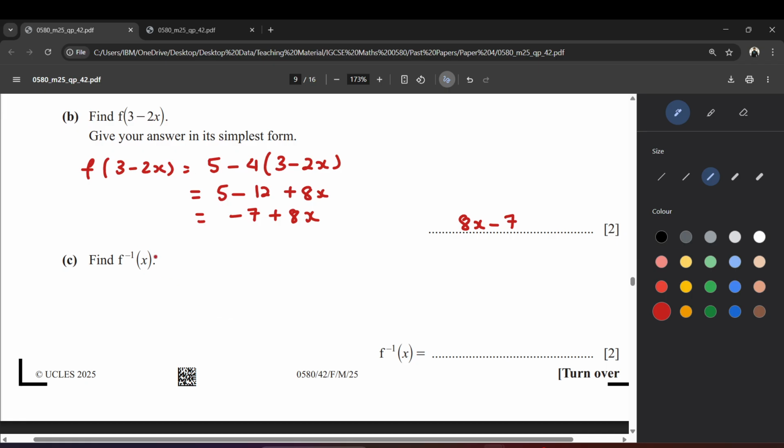Find the f inverse of x. Now, in order to write the inverse function, first you write the original function, 5 minus 4x. This is the original function. Then we're going to say that y is equal to 5 minus 4x.